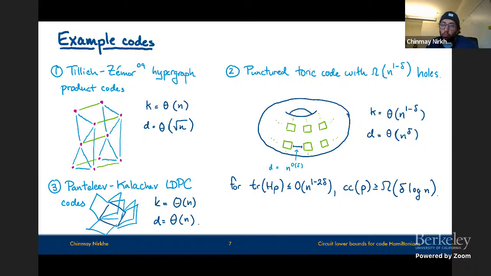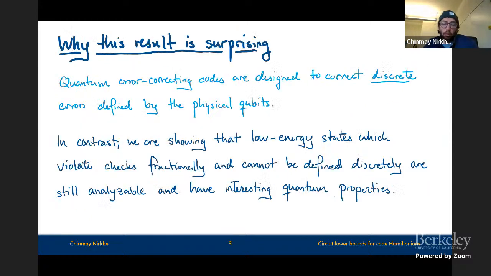But my suspicion is that would involve really opening up their construction, whereas the results that we state in this paper are very generic and are properties of all LDPC stabilizer codes. So maybe lastly, just why I think this result is surprising. I won't say anything about the proof techniques. You can watch the full version if that's interesting to you.